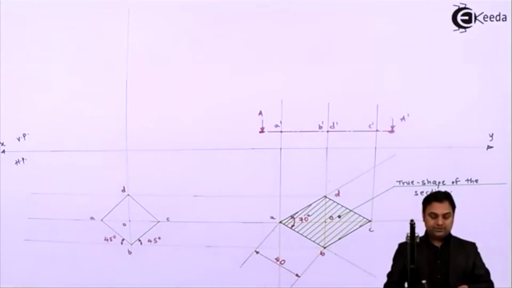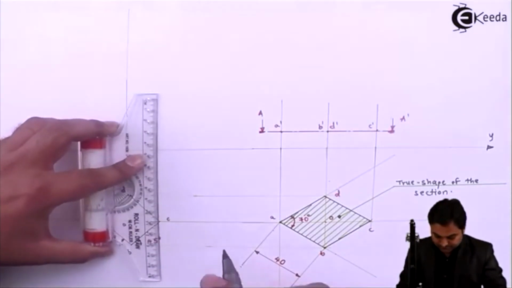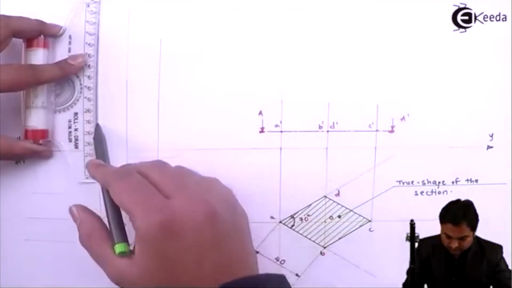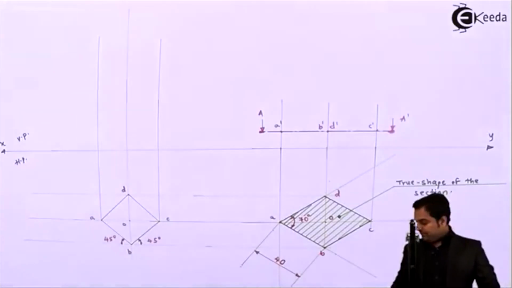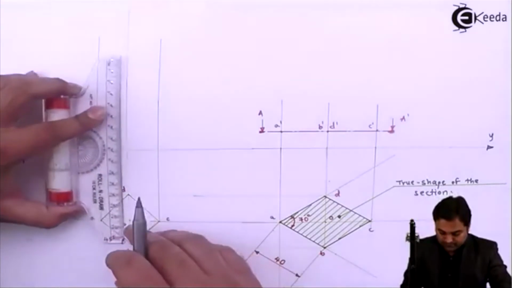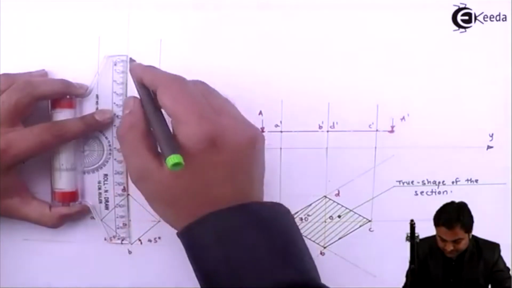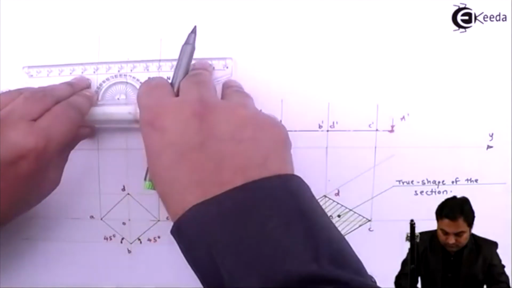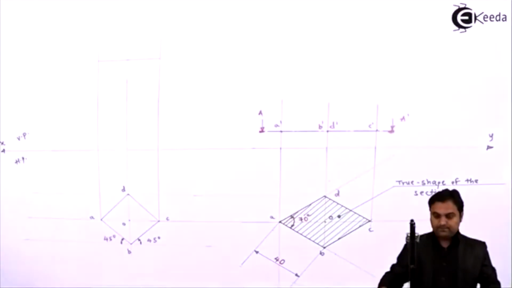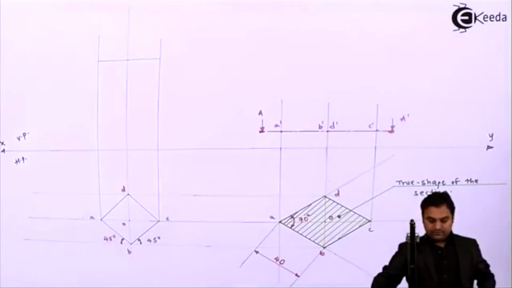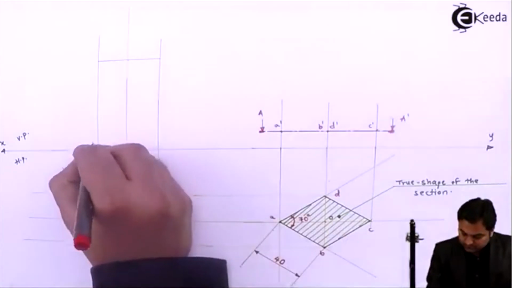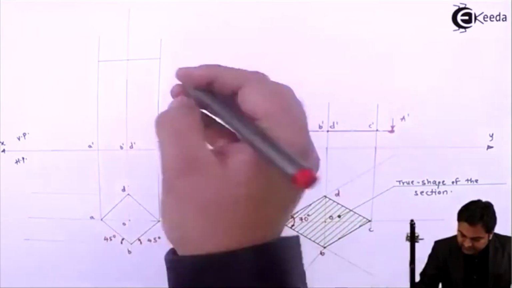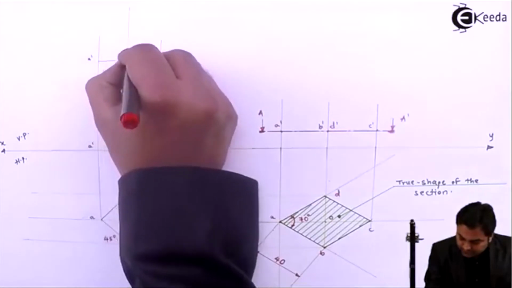Then I'll project front view for it. Now the length of the square prism is given as 80 mm. So I'll measure 80 mm, drawing a right line, giving the notations A dash, B dash, D dash, C dash. Similarly at the top.